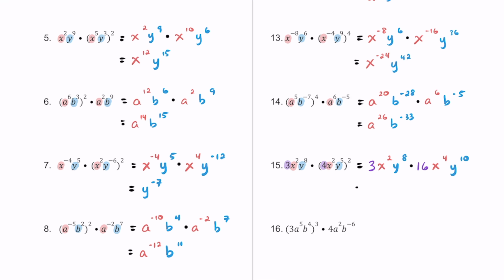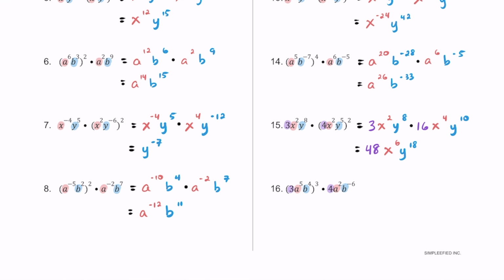Okay, so let's put this all together now and multiply. So we can multiply the coefficients of 3 and 16. That's going to equal 48. And then we can multiply this x to the 2 times x to the 4. Adding 2 plus 4, that's going to be 6. So it's going to be x to the 6th power. And then multiplying y to the 8 times y to the 10. 8 plus 10 is 18, so we're going to have times y to the 18th power.